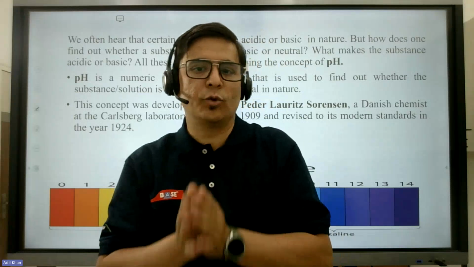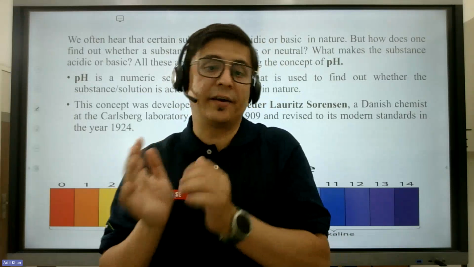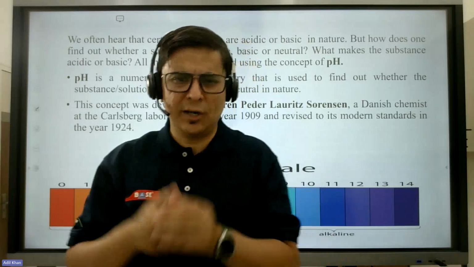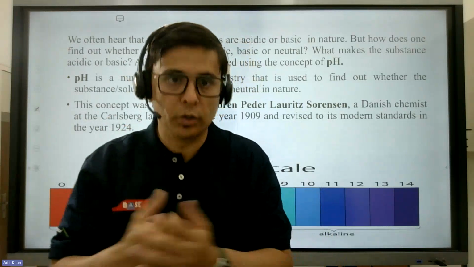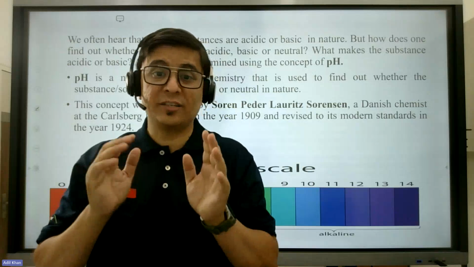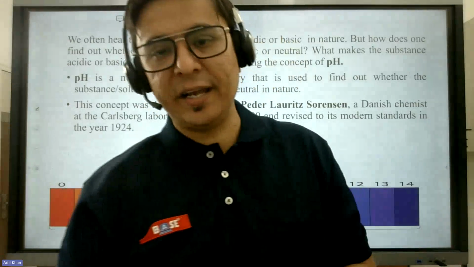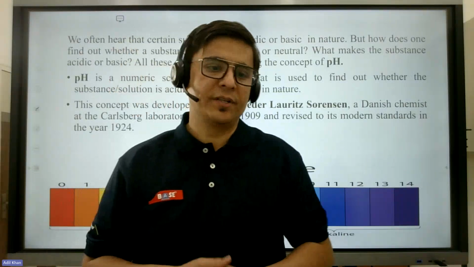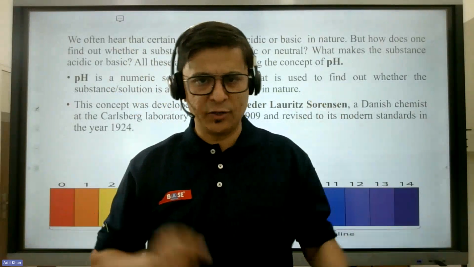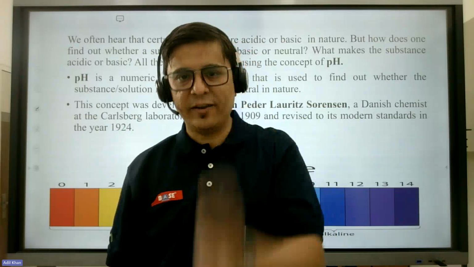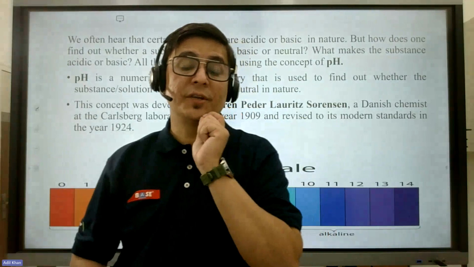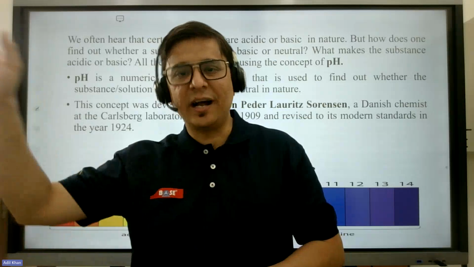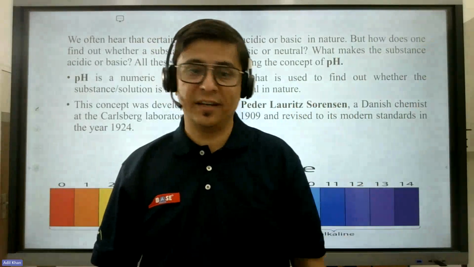So there was a scientist known as Sorensen in the year 1909. In Carlsberg laboratory, he found out a tool to find out the pH, known as the pH scale. The pH scale is a scale just like your ruler. 14 numbers are there, 0.0 to 14.0, where 7.0 generally becomes neutral. 14 is highly basic and 0 is highly acidic in nature.